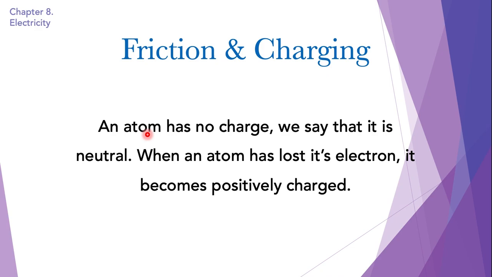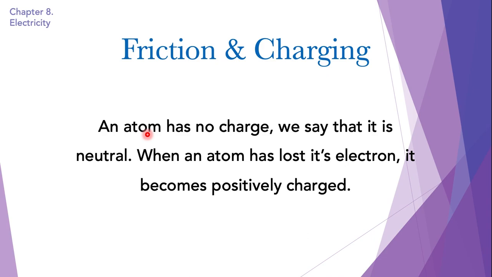The atoms that make up polythene contain positive charges, and these must attract electrons more strongly than those of the silk cloth. That's why when a polythene rod is rubbed with a silk cloth, electrons are transferred from the silk to the polythene. So the silk is left with a positive charge and the polythene becomes negatively charged because electrons are transferred to it. So this is how friction causes an atom to get charged.